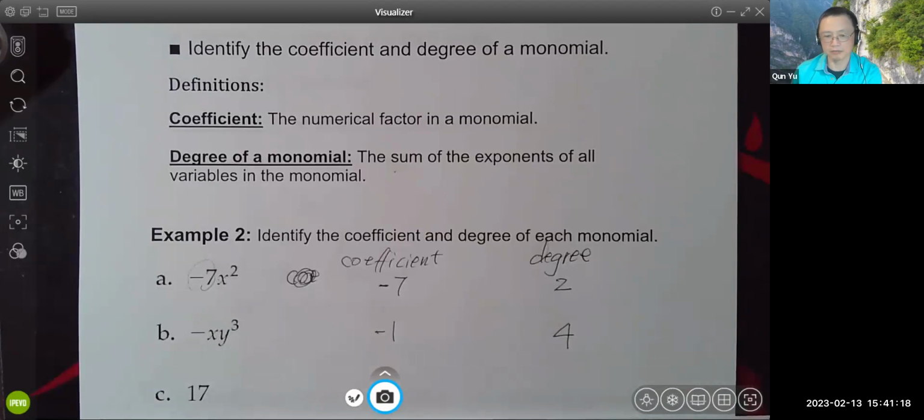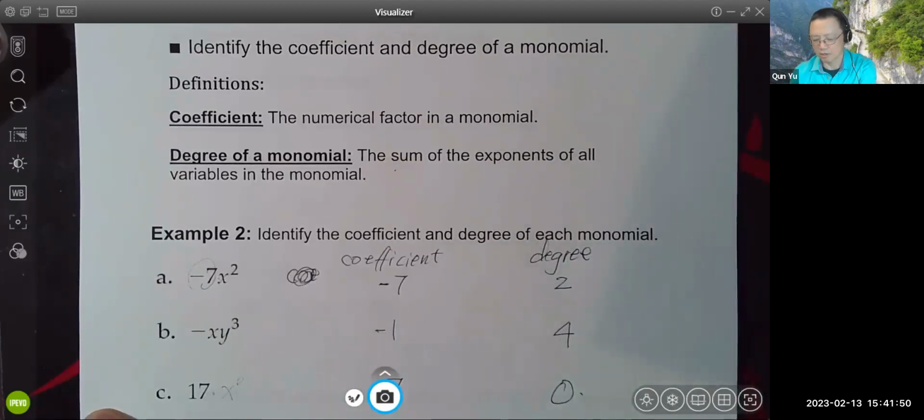And next one, we have 17. Apparently the coefficient is 17 because it's a constant number. How about the degree? I remember I wrote the previous one, say 8 times x to the power of 0, right? If you have a constant number, it's like you have a hidden variable part just raised to the power of 0. So imagine this one, 17 times x to the 0. So your degree is 0. Degree represents how many of those variables in total. You have 0 variables, just to make sense.